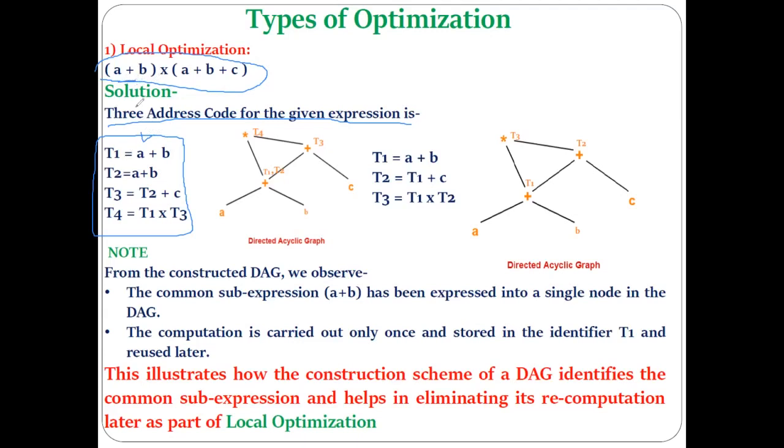For this sub expression, t1 equal to a plus b. Then for the next sub expression you also have the three address code t2 equal to a plus b. Then t3 equal to t2 plus c, because the result is in t2, and lastly t4 equal to t1 into t3. Now, if you go for creating the DAG for this, t1 equal to a plus b, so you will draw it like this. What is the name of that node? t1. Then t2 equal to also a plus b.